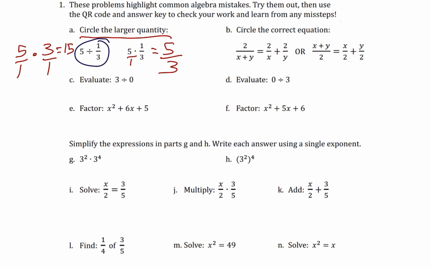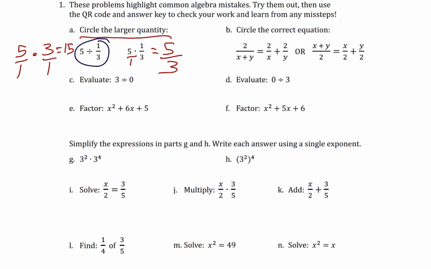The common mistake is to forget how to divide a fraction. When you do it, you have to keep the original fraction or make it into a fraction, in this case 5 over 1, change to multiplication, and then take the reciprocal of the second fraction. Okay, let's look at B.